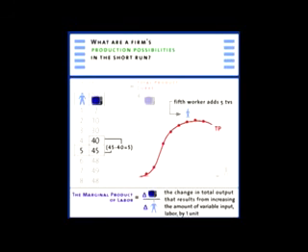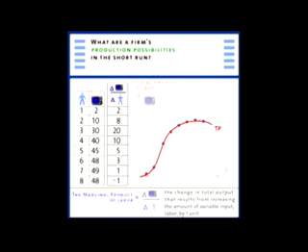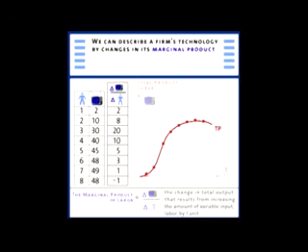Here's what you want to notice about this firm's technology. We can describe a firm's technology by changes in its marginal product. Back there, whenever we were looking at the shape of the curve, we were really talking about changes in the firm's marginal product of labor. Let's look at that curve again.